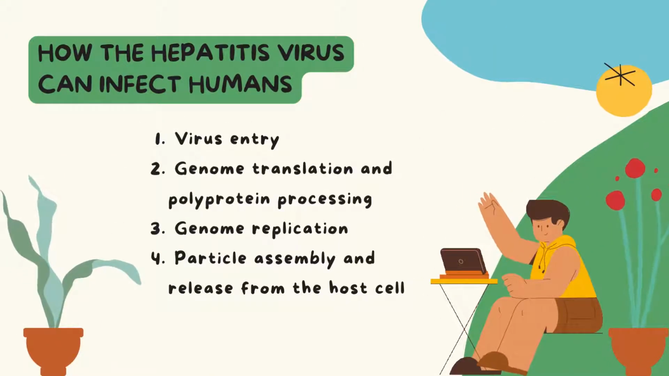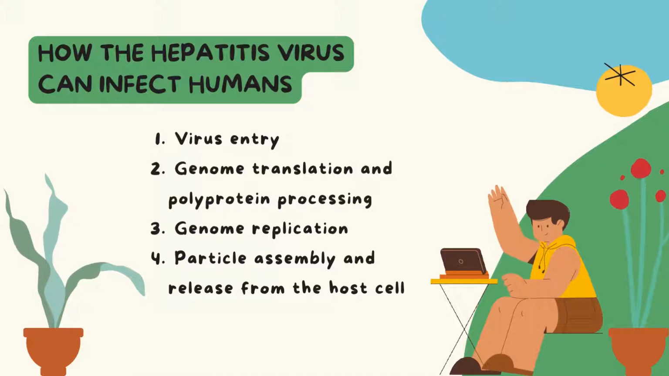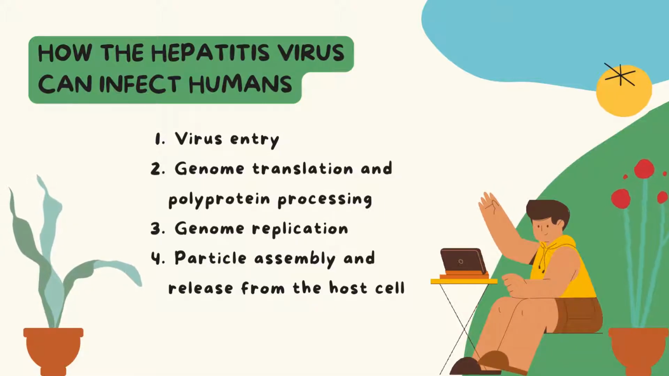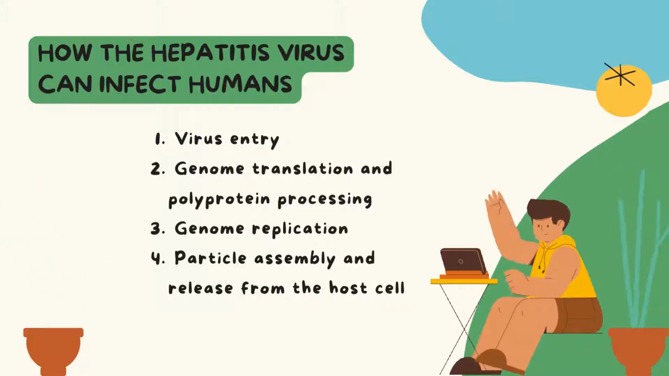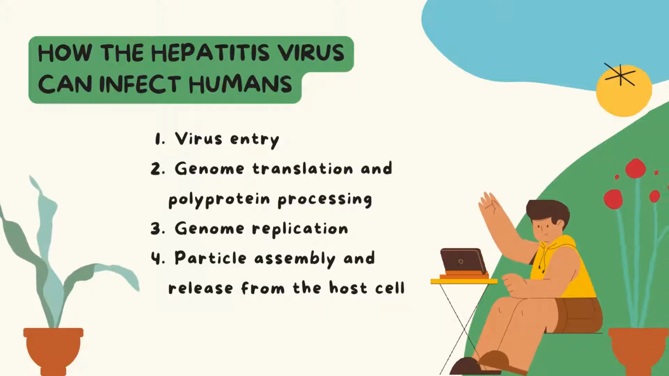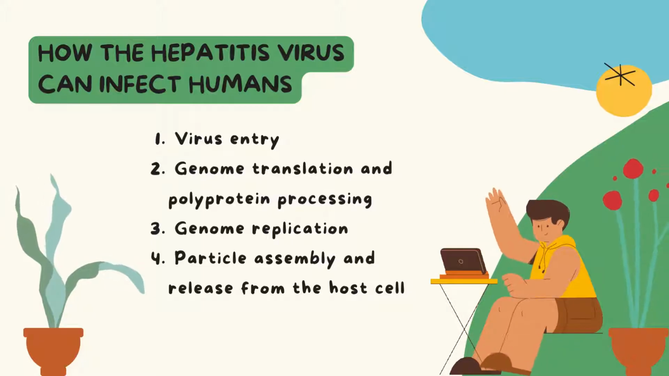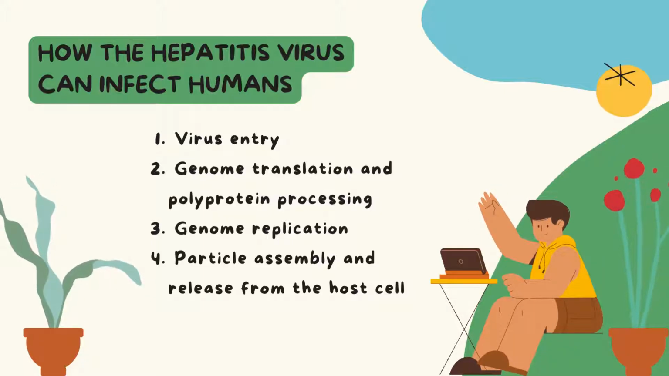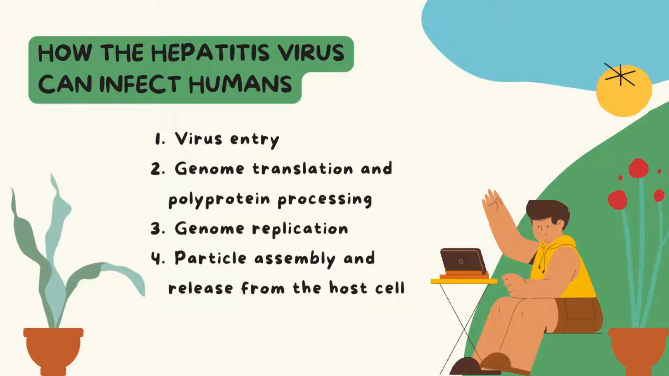How can the hepatitis virus infect humans? First, it begins with the entry of the virus into the human body. Then genome translation and processing of polyproteins occurs, which results in genome replication. Subsequently, the assembly and release of particles from the host cell causes infection in humans.